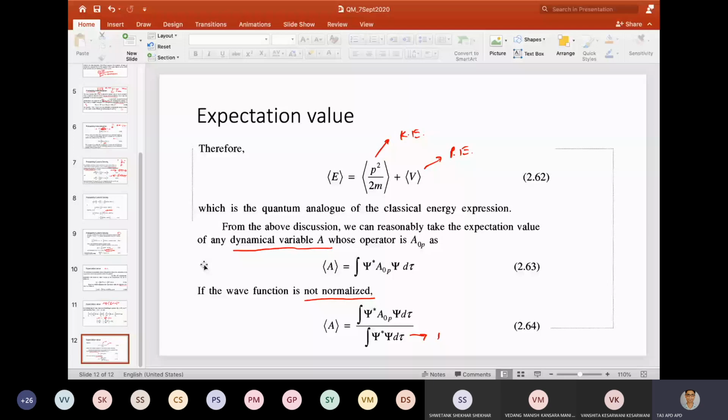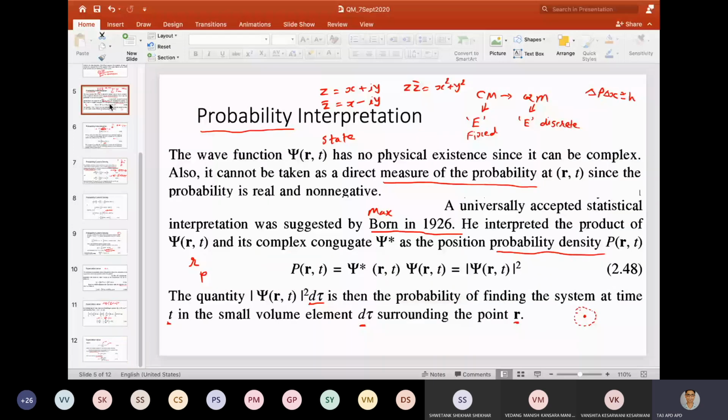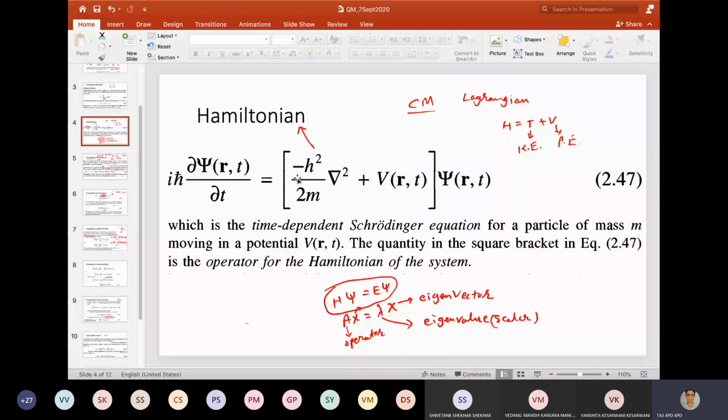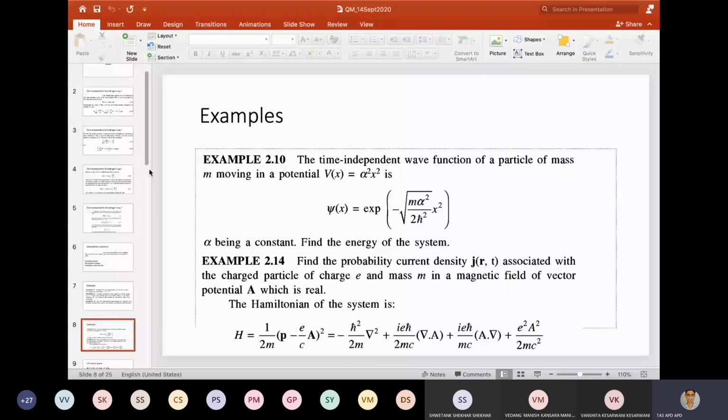What we have seen so far is the time-dependent Schrodinger equation, this one. So this is your time-dependent Schrodinger equation. And now what we want to see is the time-independent Schrodinger equation. So that is what we want to begin today.